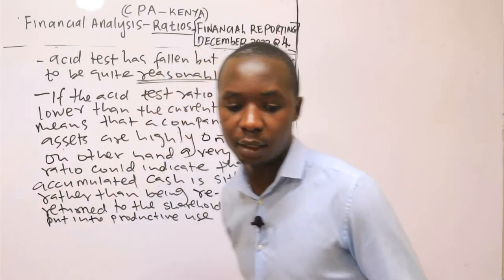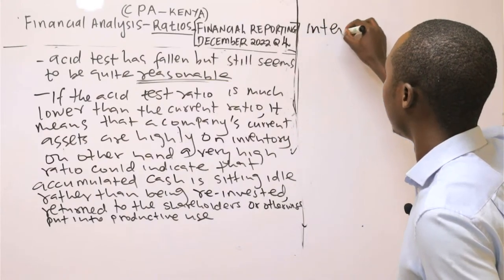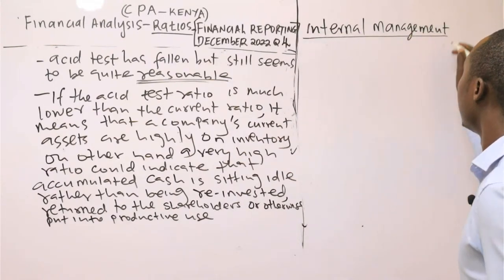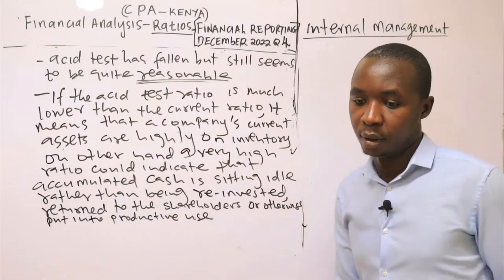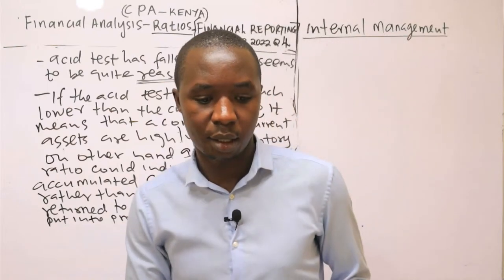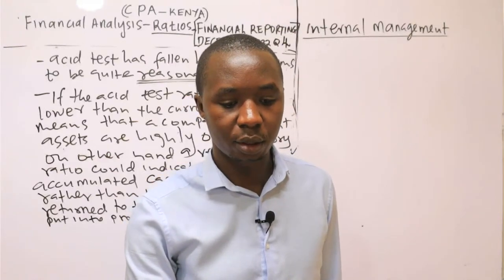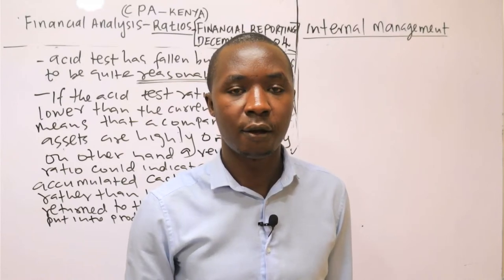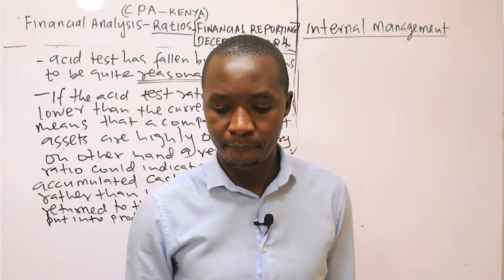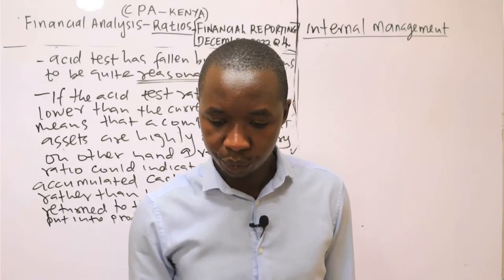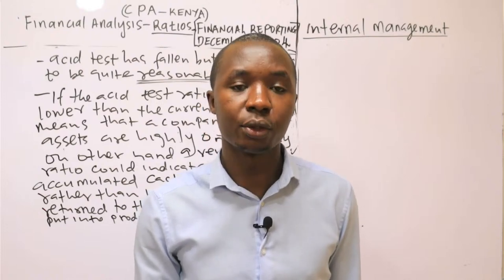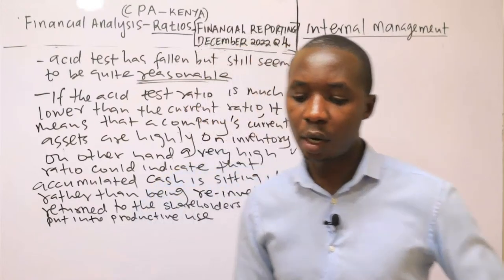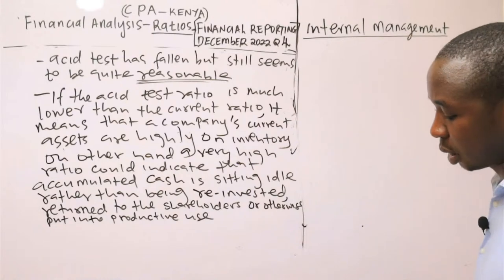Our last ratio is for the internal management. Which are some of the ratios you can use to talk about internal management? Victor, Joel, and the other students following, which are some of the ratios I can use to talk about internal management? You give a comment. Or in which area would I look at? So to talk about the internal management, I will look at the turnover ratios.